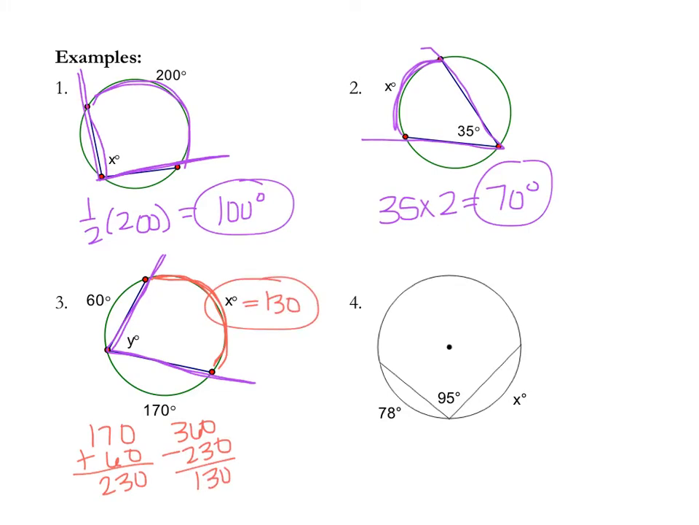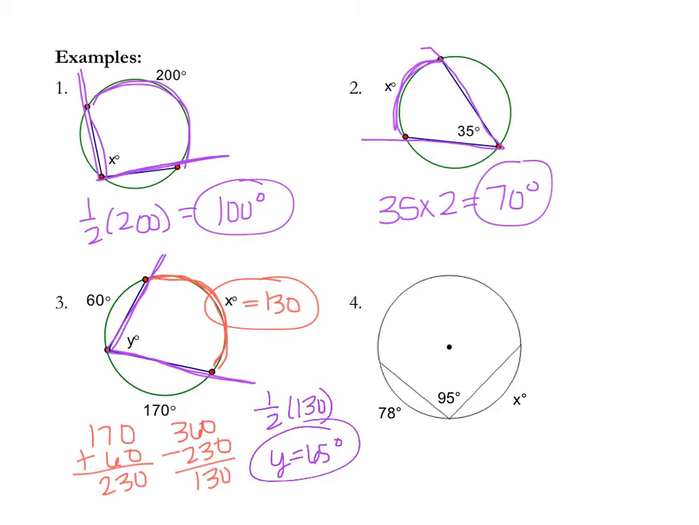So x is 130. And then to find y, that's your inscribed angle, we have to take half. We have to make that smaller. That's the part that's pulling away. So y is going to be 65 degrees. Okay?